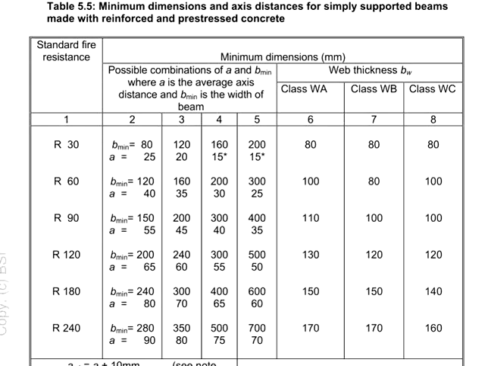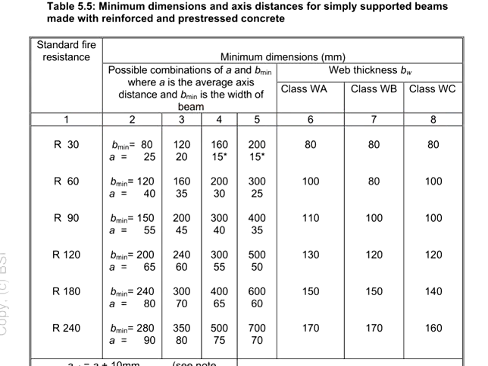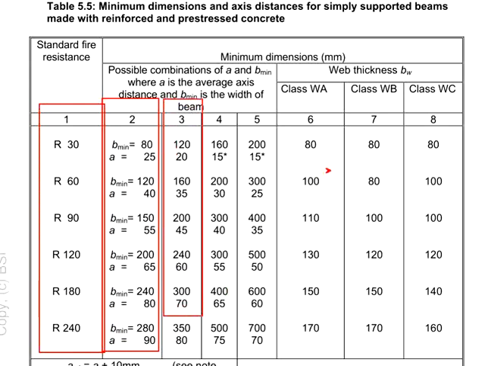From the table, we see there is a series of standard fire resistance. R30 means 30 minutes fire rating, R60 1 hour, R90 1.5 hours, 2 hours, and so on and so forth. You see the numbers here 1, 2, 3, 4, 5, 6. This is referring to the numbers of the column. This is the first column, second column, third column, and so on and so forth.